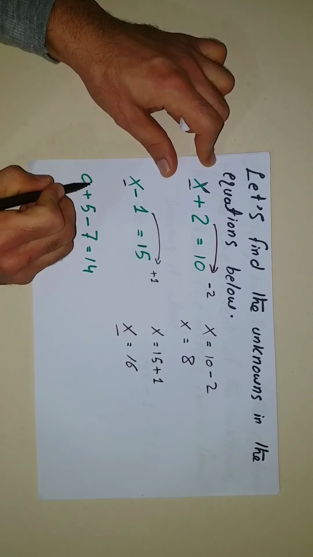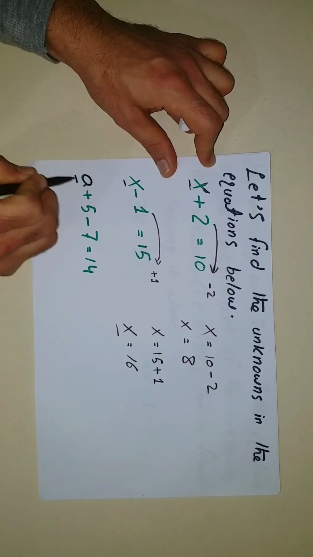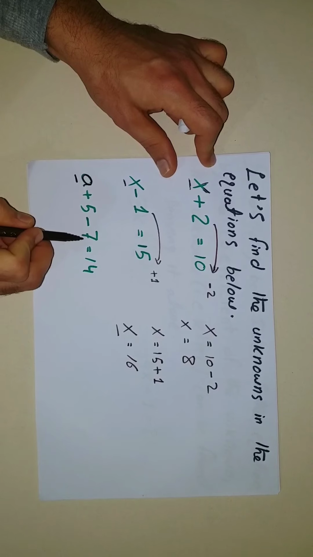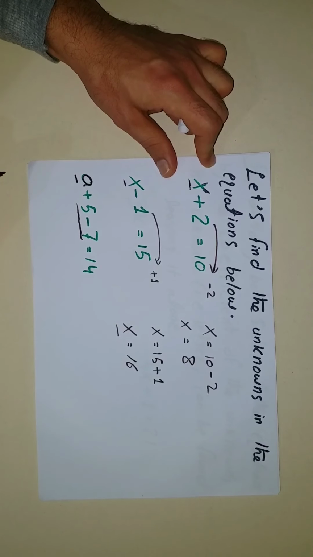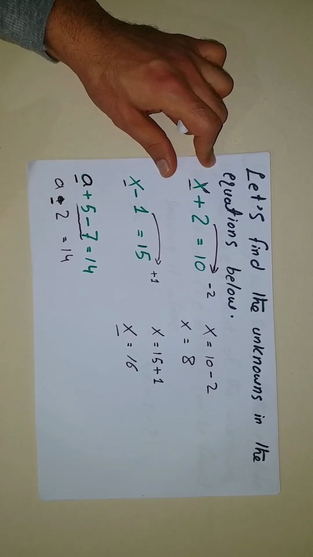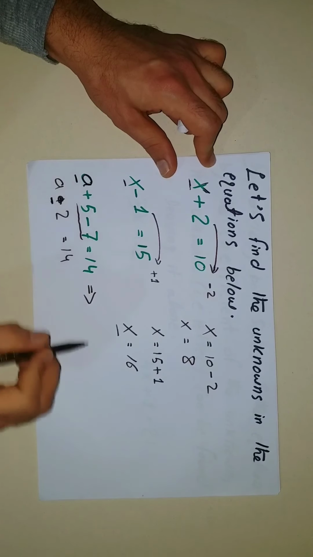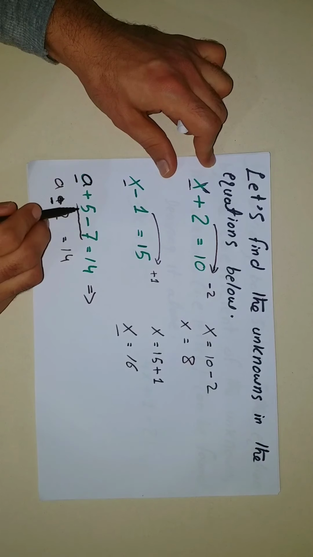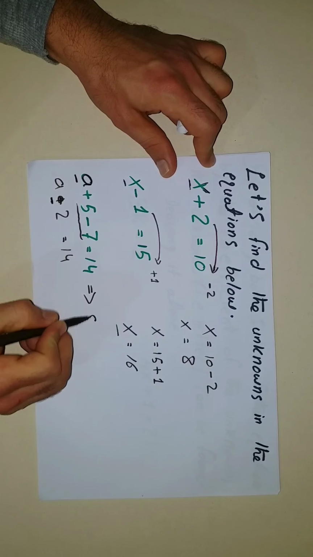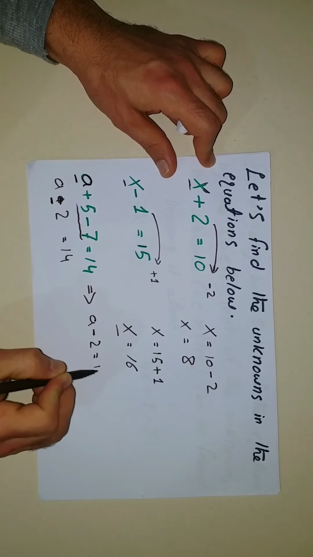Here our unknown is a. So a plus 5 minus 7 is equal to 14. First I will solve this 5 minus 7. So a plus 5 minus 7 is 2 is equal to 14. Sorry, it is minus 2. Plus 5 minus 7 is equal to minus 2. Okay, I will solve it here for you. a plus 5 minus 7, 5 minus 7 will give me minus 2, is equal to 14.